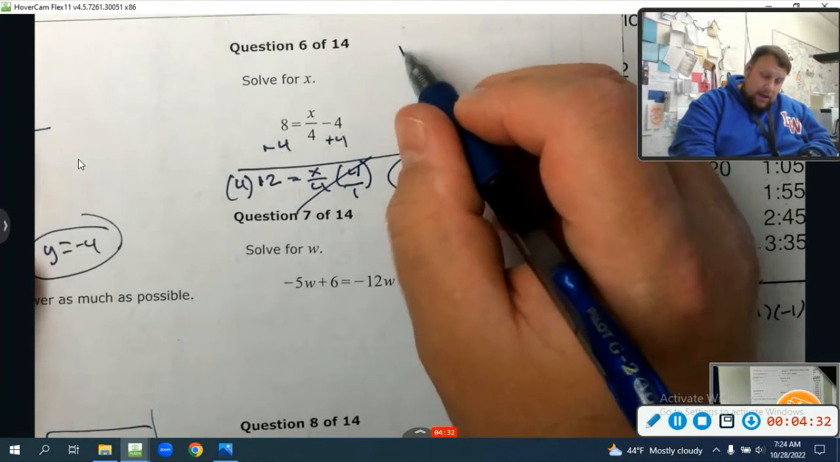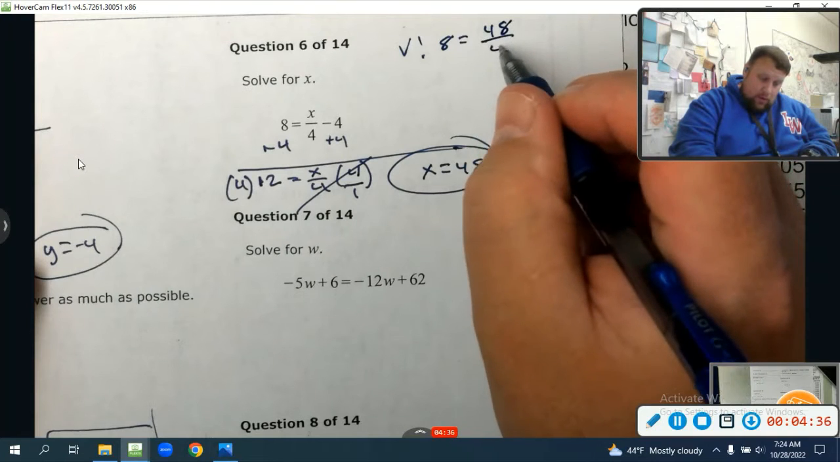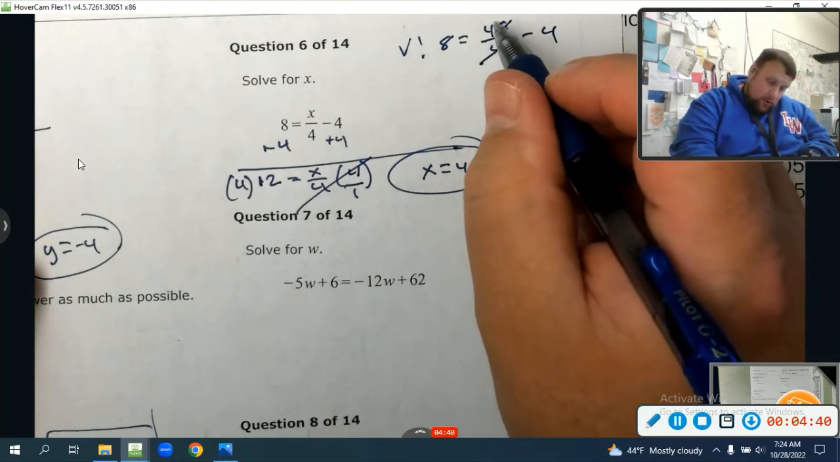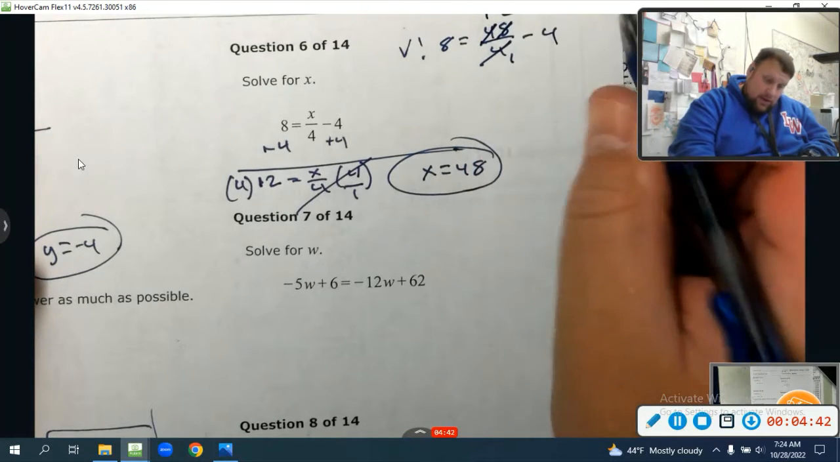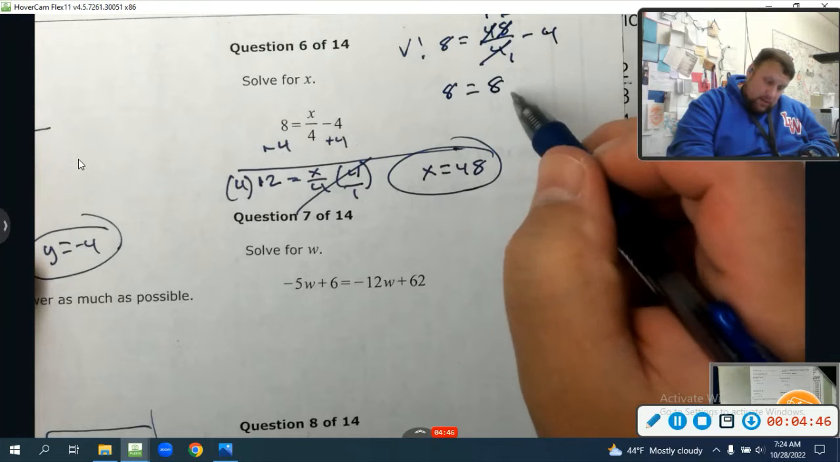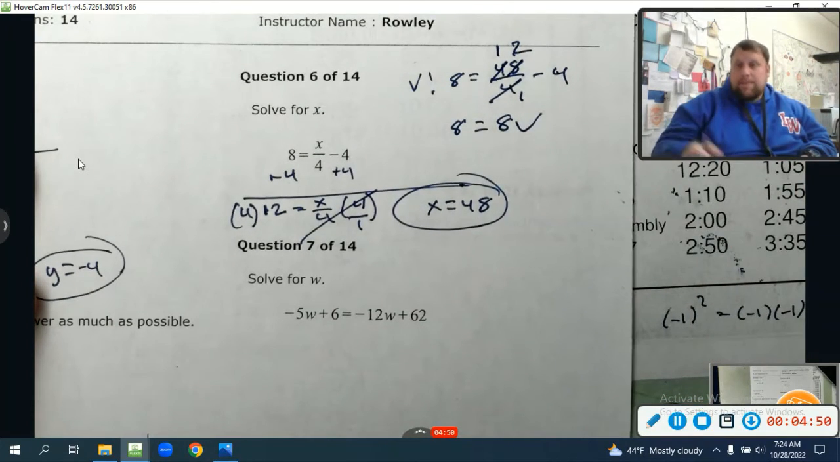So if I plug it back in and did a check, I'd say 8 equals 48 over 4 minus 4. What's 48 divided by 4? Well, 4 goes in there once. 4 goes into 4 once. Goes into 8 twice. 8 equals, and then what's 12 minus 4? That's 8. Boom. That's true. So that's a check, right? You don't have to do that, but it's something you can do.